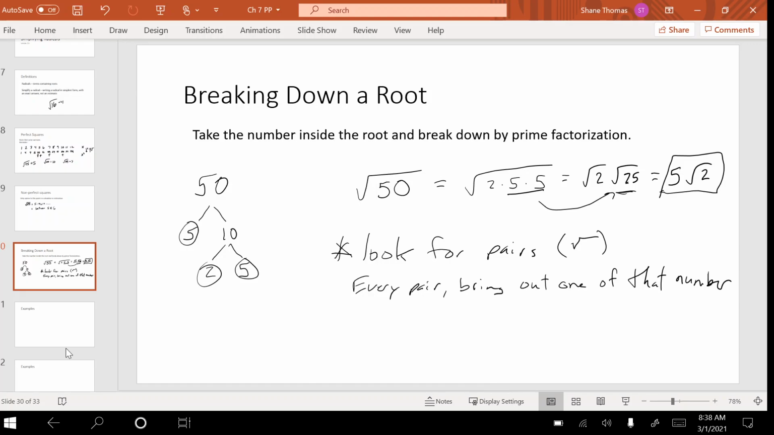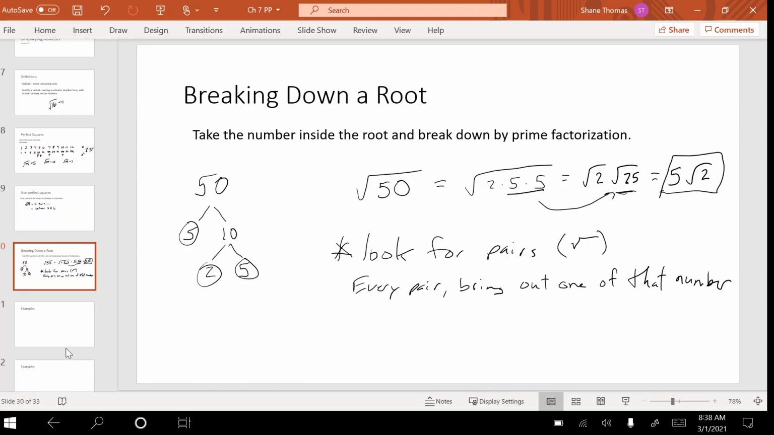Okay? So you want to look for pairs, and that's only for a square root. We'll talk about higher order here in a little bit. But you want to look for pairs. Every pair, you're going to bring that number out front. So if there's four 5s, you can bring out a 5 and a 5. One number for each pair. Then out front, you'd have 5 times 5, which is 25. Still with me? Okay. So let's try some.